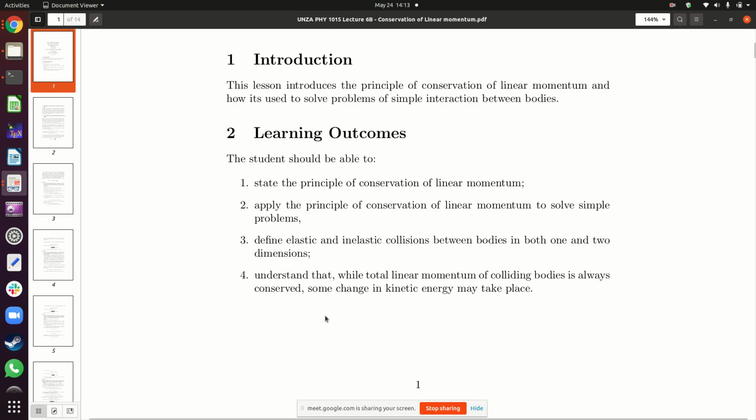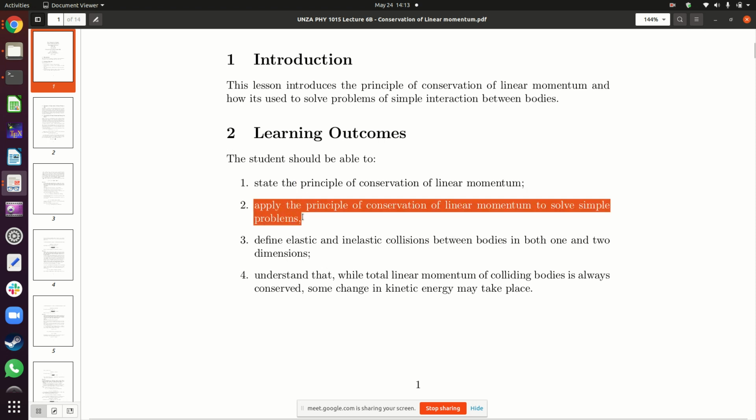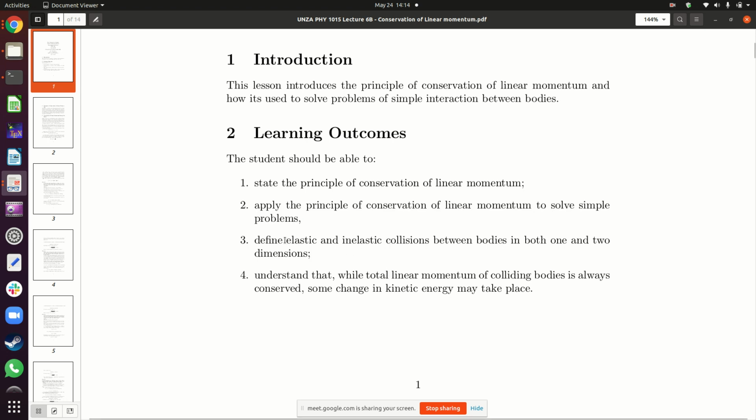We want to see what this principle is, and we want to apply it to a bunch of simple problems so that we can see how conservation of linear momentum is applied. We are also interested in collisions, and there are two types we're interested in: elastic collisions and plastic collisions.